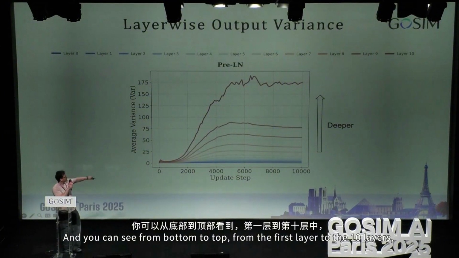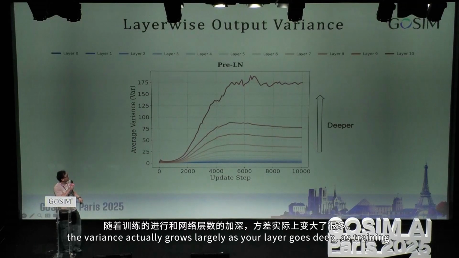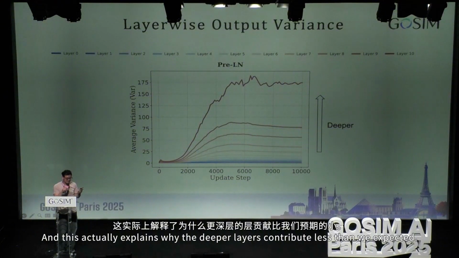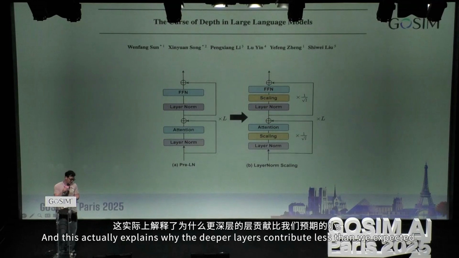We also have some visualization of output variance. And you can see from bottom to top, from the first layer to the 10th layer, the variance actually grows largely as your layer goes deep as training. And this actually explains why the deeper layers contribute less than we expected.